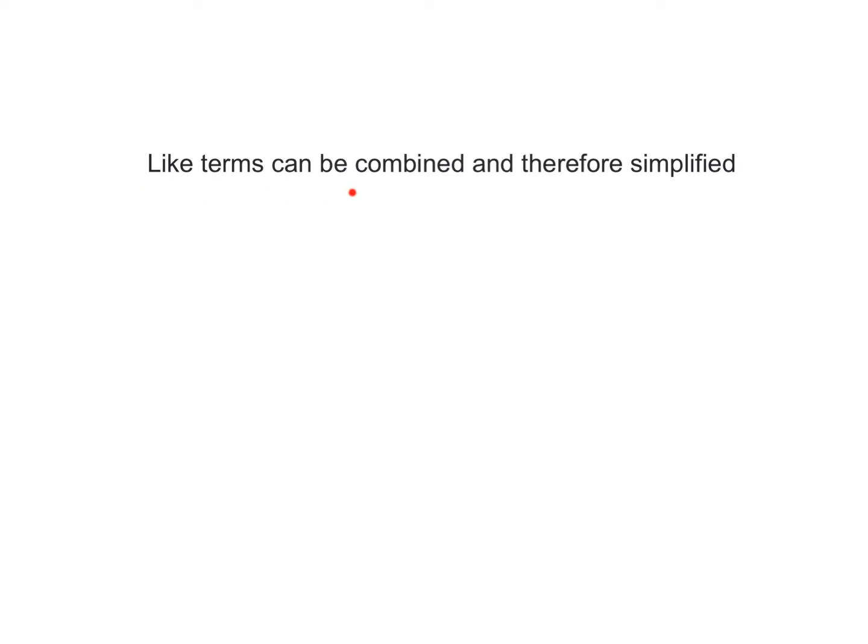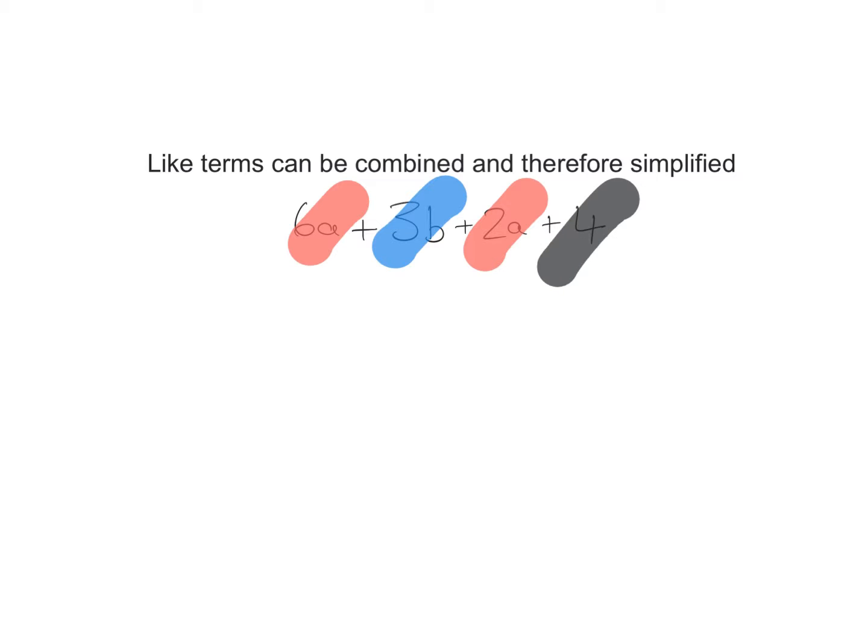Like terms can also be combined and therefore simplified. If we looked at this expression over here, we can see a couple of things. We can identify that we have an A term there and we have another A term there. Unfortunately, we don't have any other like terms because that's a B, and obviously this over here is a number all by itself. So if we wanted to add them together, we could very simply do that.